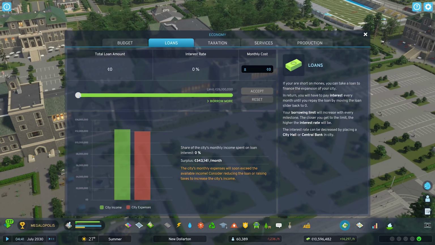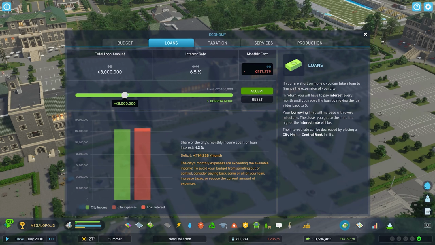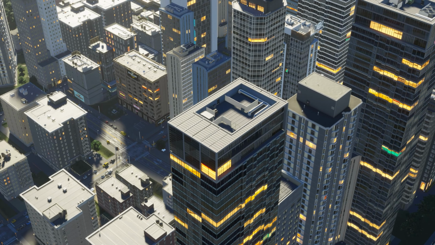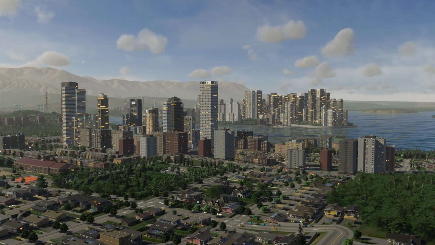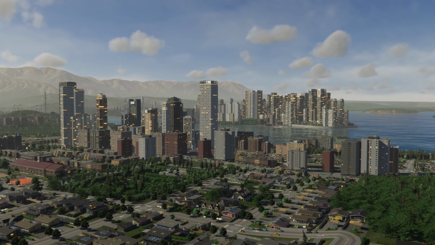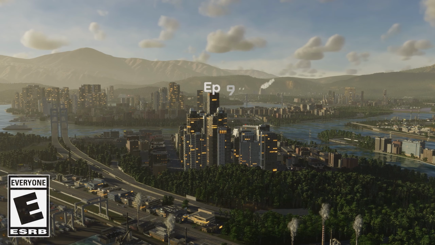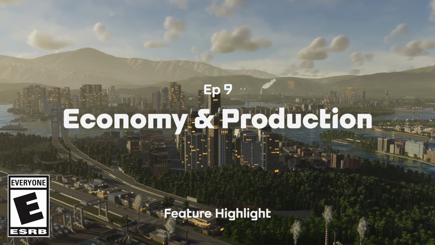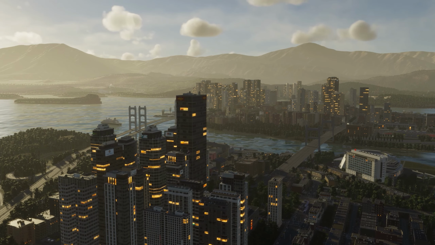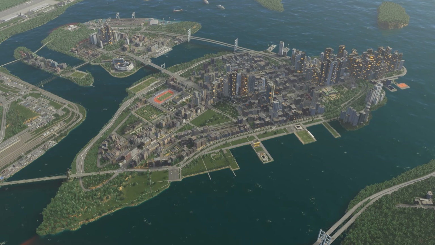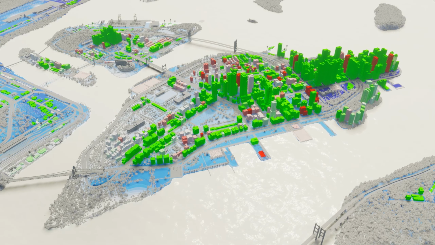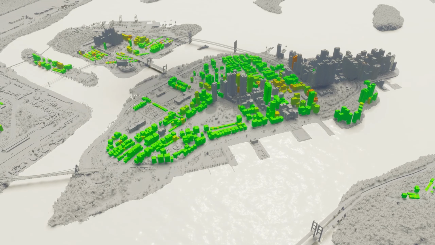For all types of zones, each tax can be set between minus 10% and 30%. So negative tax means you're providing subsidies to the industry, residential, commercial, or whatever, and you are actually trying to bring more of that type of building. And obviously, 30% means that you don't want anyone in your city doing something like that, and it's very, very expensive. In terms of services, you can adjust the city service budget, as we've seen, and the range for that is 50% to 150%. And that will conclude today's dev diary of economy and production in Cities Skylines 2.